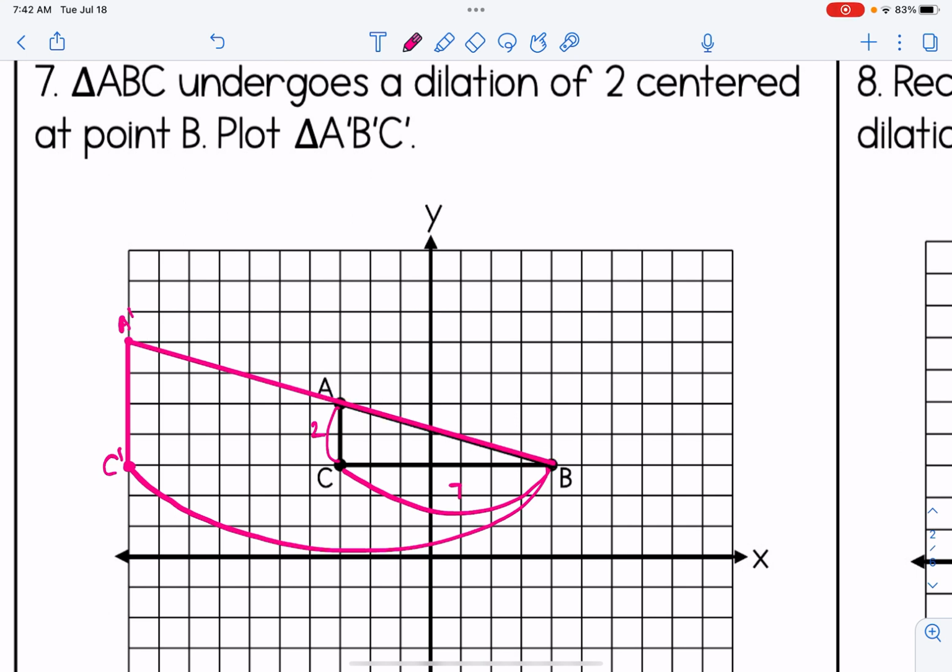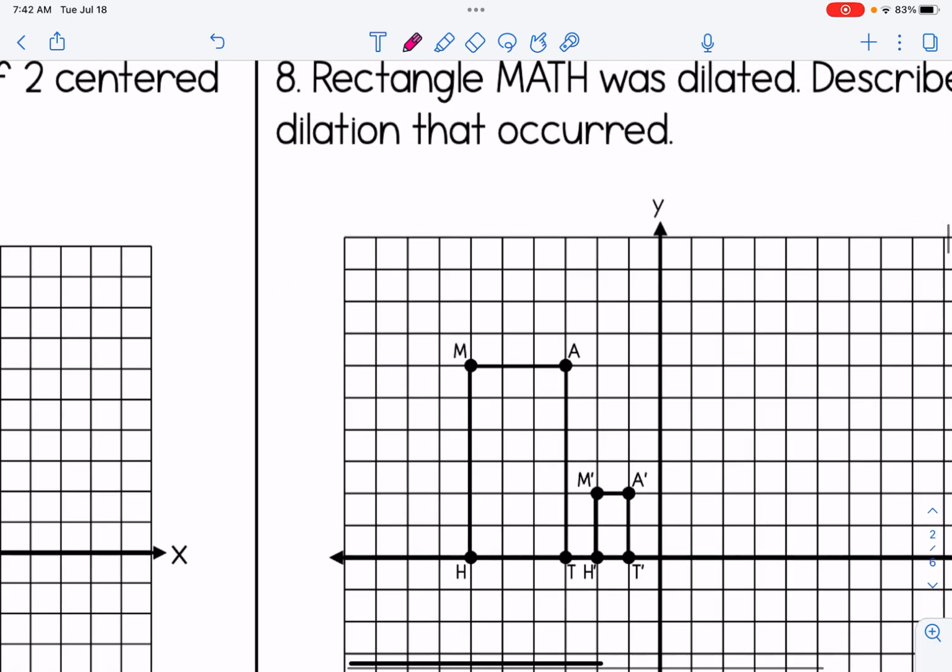B is not going to change. Since B is the center of dilation, think about our notes on the first page. The center of dilation is a fixed point, so it does not change after the dilation. All right, last question here.